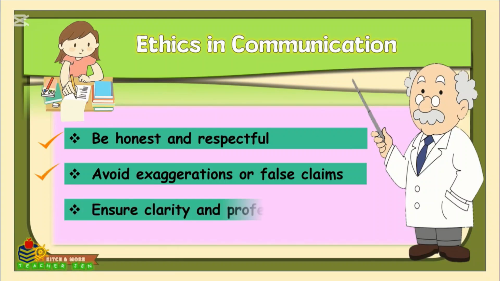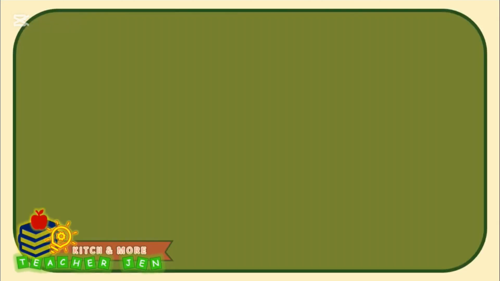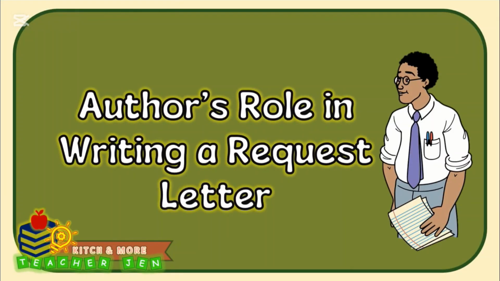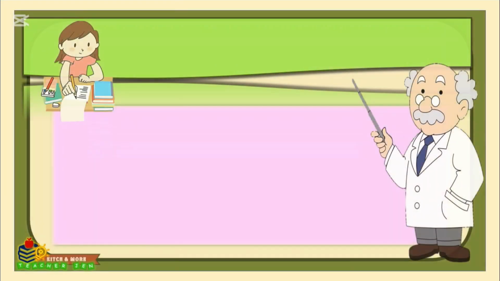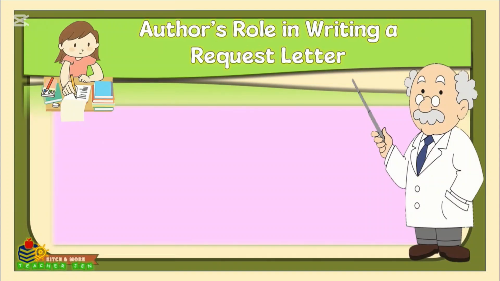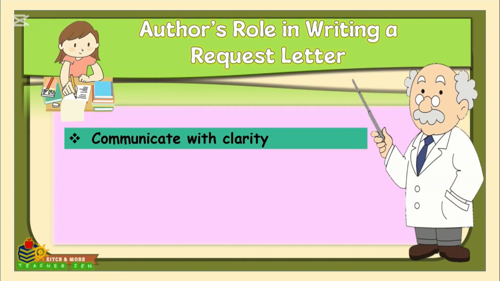Lastly, ensure clarity and professionalism. Use clear, concise, and well-structured language to prevent confusion. Maintain a professional tone by avoiding slang, informal expressions, or overly complex wording. Let's now have author's role in writing a request letter. Being the author of a request letter, you have to remember the following. First, communicate with clarity. Express your request in a clear, direct, and organized manner to avoid confusion.